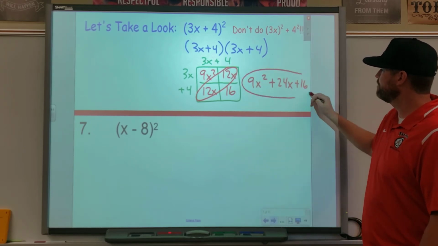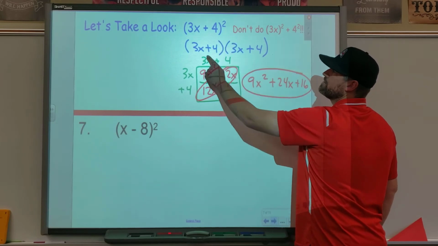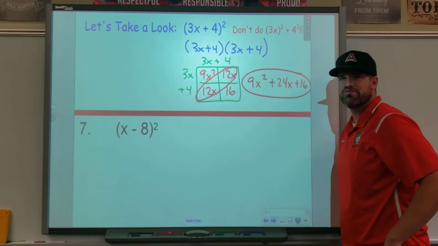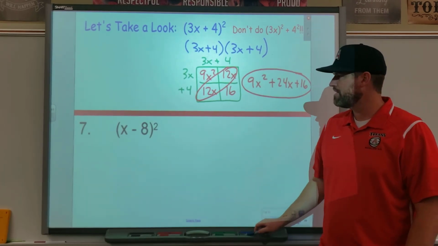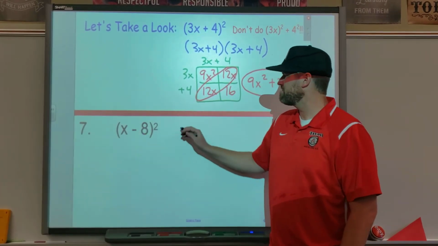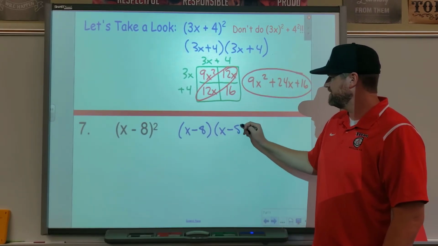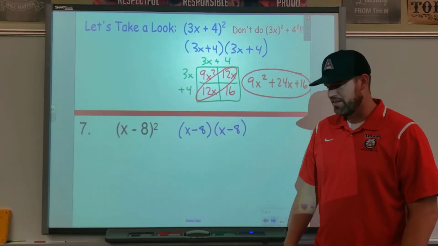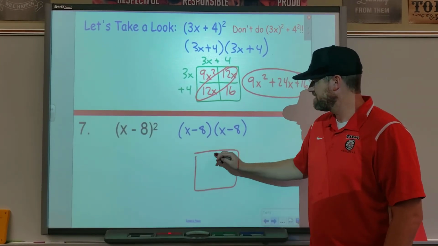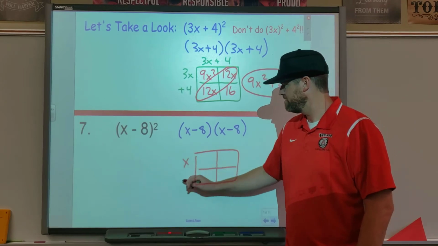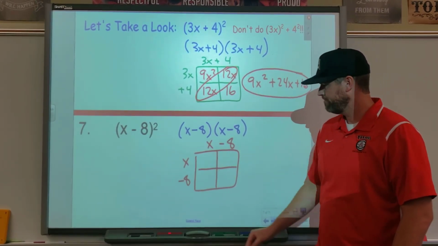So be very careful. Anytime you see that you have a binomial squared, write it out twice. Once you write it out twice, that will be your reminder to put it in the box, right? So x minus 8 squared is going to be x minus 8 times x minus 8. Oh yeah, I can put that in the box. All right, so I'm going to put one of the x minus 8s along the side, the other x minus 8 along the top.